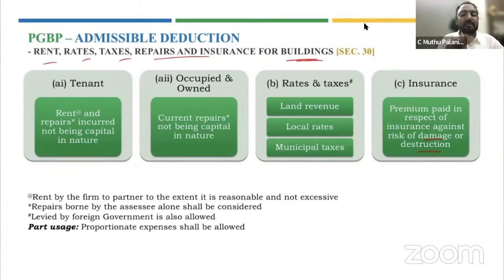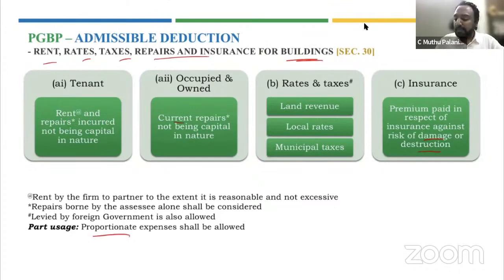Now what we are talking about is from the aspect of PGBP. So in PGBP, if I'm owning my own building and using it for my own business, whatever is current repair can be claimed as expenditure. And if it is partly used for office and partly for residential purposes, I need not tell you, you would already know, it is proportionate. So this is the first section, section 30, which is for building. Now I have a space to start my office.